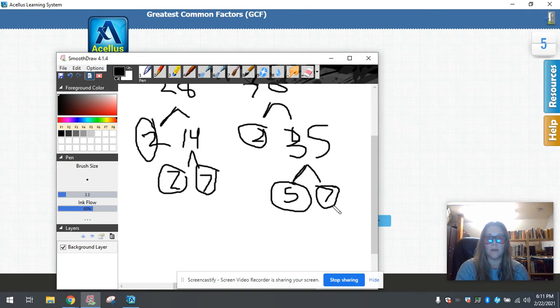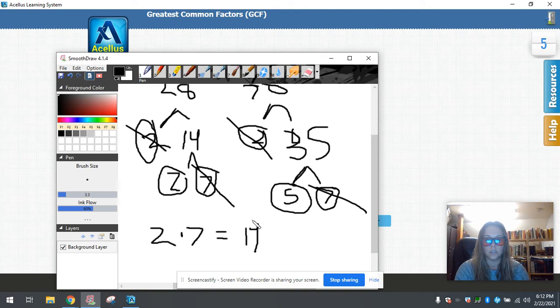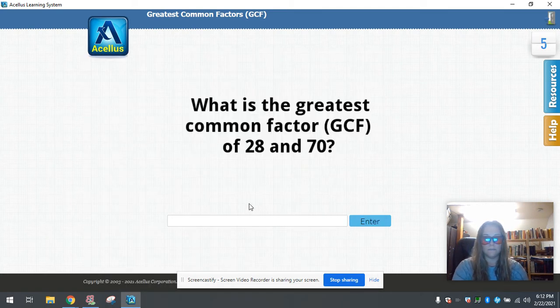I look for matches in the factor trees. They've both got a 2. So I write that down. 2. This one has a 2. This one doesn't have another 2. This one has a 5. This one doesn't have a 5. But they both have a 7. Okay. Now I take my matching primes and multiply them together. 2 times 7 is 14. I have my greatest common factor between 28 and 70.